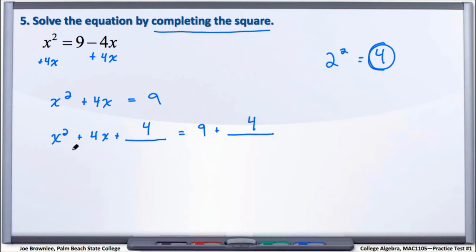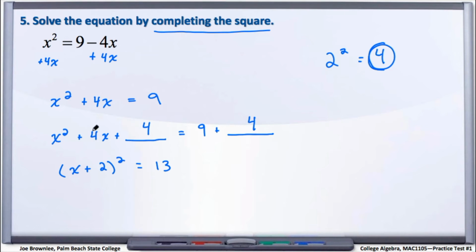Once we've done that to both sides, the left-hand side of our equal sign is now what's considered a perfect square trinomial, which means we can rewrite these three terms as x plus 2 squared equals 13. To go from the three terms to the binomial squared, all you do is take whatever variable you're working with, in this case x, and take the sign of the middle term, in this case plus.